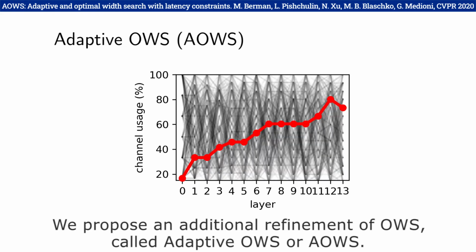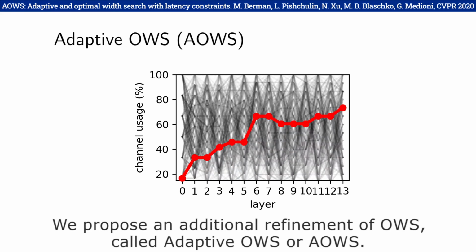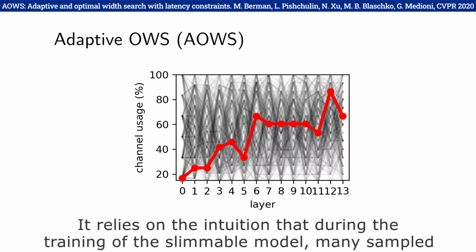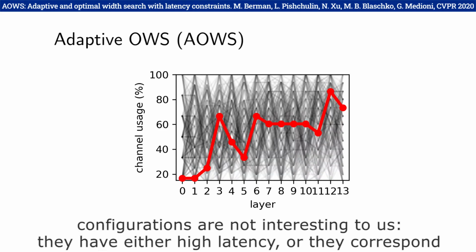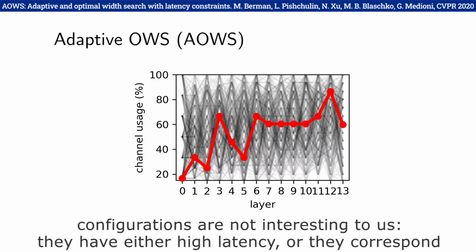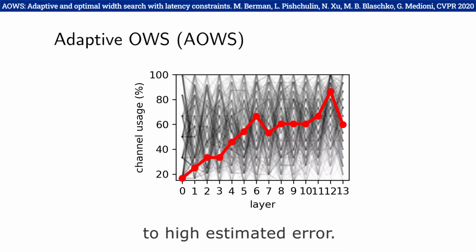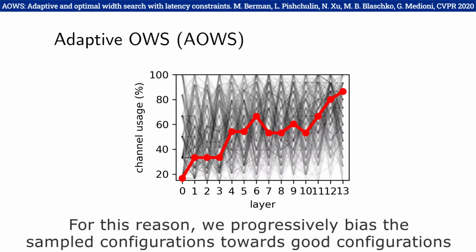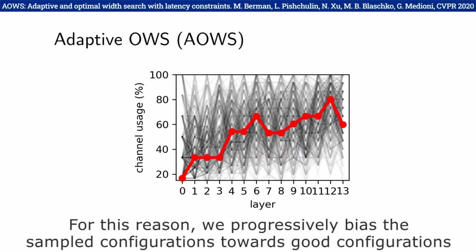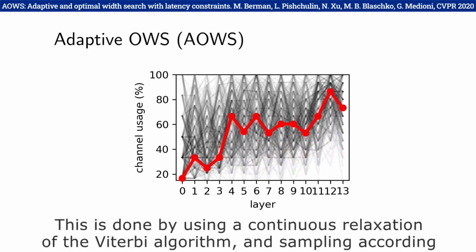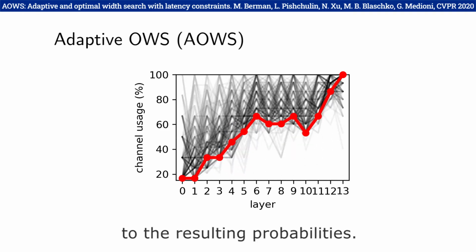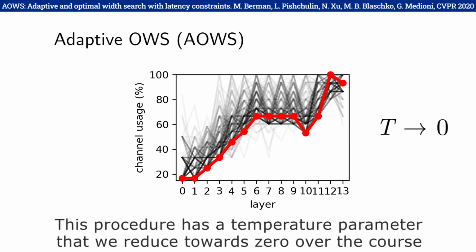We propose an additional refinement of OWS called Adaptive OWS, or AOWS. It relies on the intuition that during the training of the slimmable model, many sampled configurations are not interesting to us. They have either high latency or they correspond to high estimated error. For this reason, we progressively bias the sampled configurations towards good configurations according to our objective. This is done by using a continuous relaxation of the Viterbi algorithm and sampling according to the resulting probabilities. This procedure has a temperature parameter that we reduce towards 0 over the course of the training.